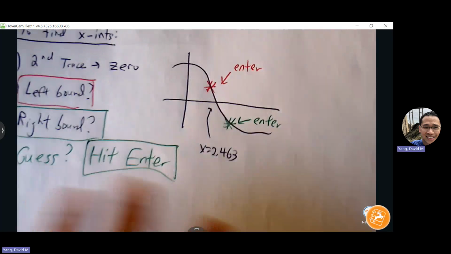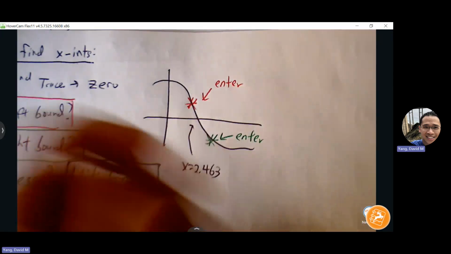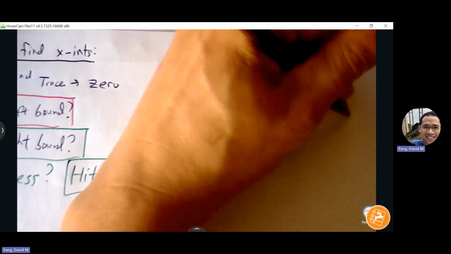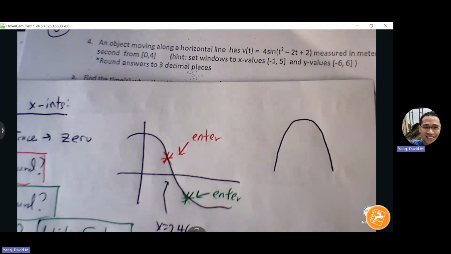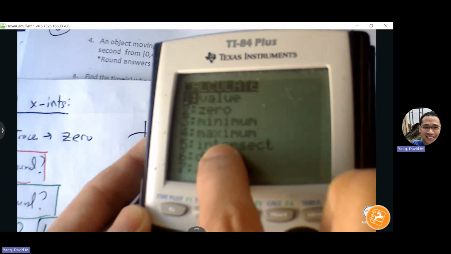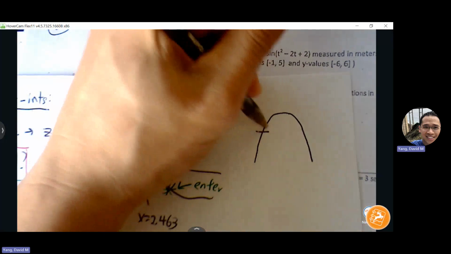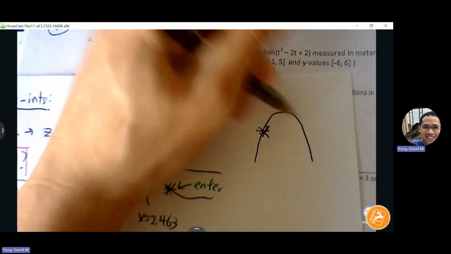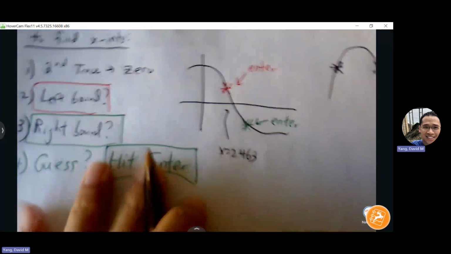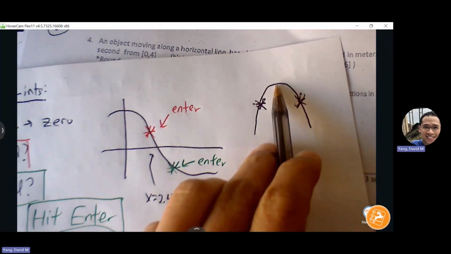Now, just for future purposes, the same thing applies if you want to find a relative max or a relative min on a graph. It's not going to be in this case, but if you were, you'll do second trace, and let's say you want to find a maximum, then it's the same idea. I'll pick a point to the left of the max, pick a point to the right of the max, hit enter a third time when it asks for guess, and it's going to find that max for you.